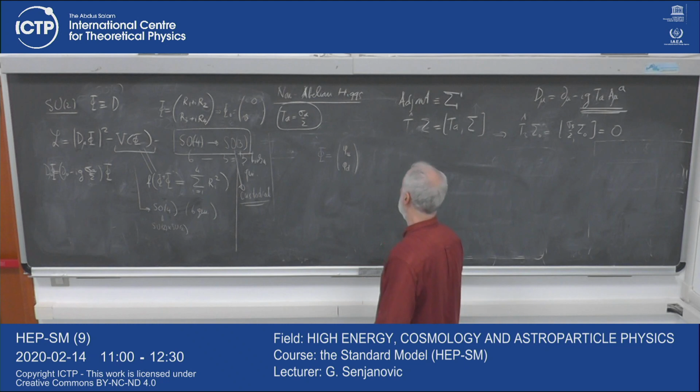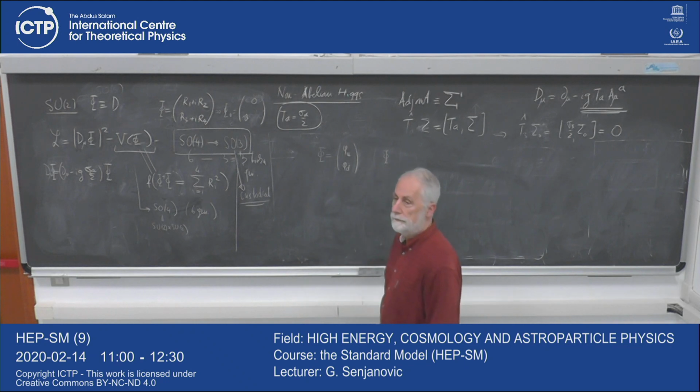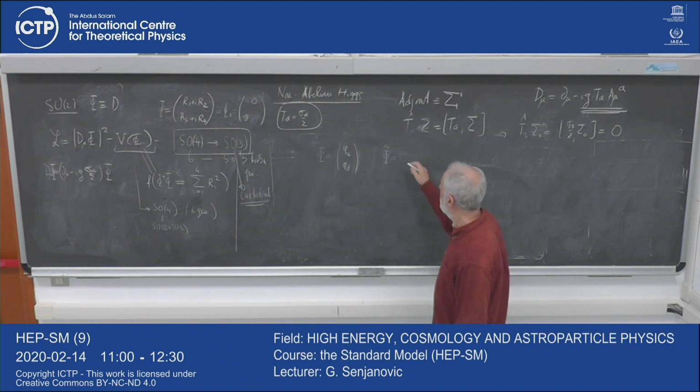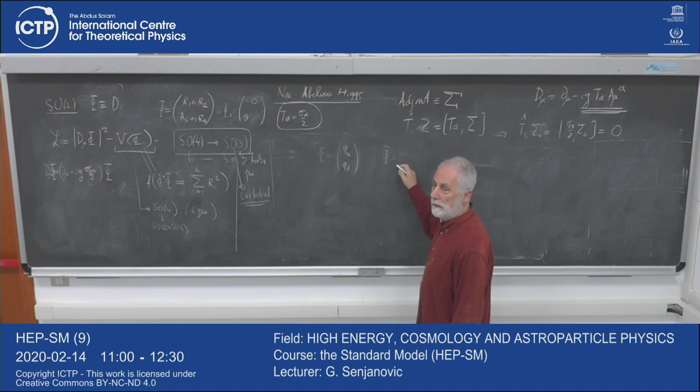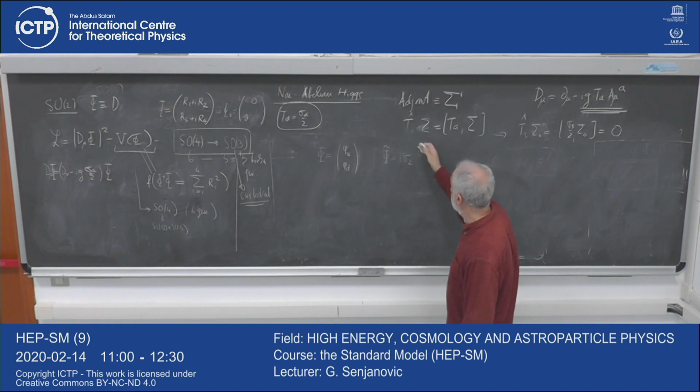In SU2, when you have a doublet, you have an anti-doublet, you agree? But the anti-doublet, actually, we call it phi tilde very often. You remember what it is? I sigma 2 times phi star. This is normalization, I can put any. This is also a doublet.